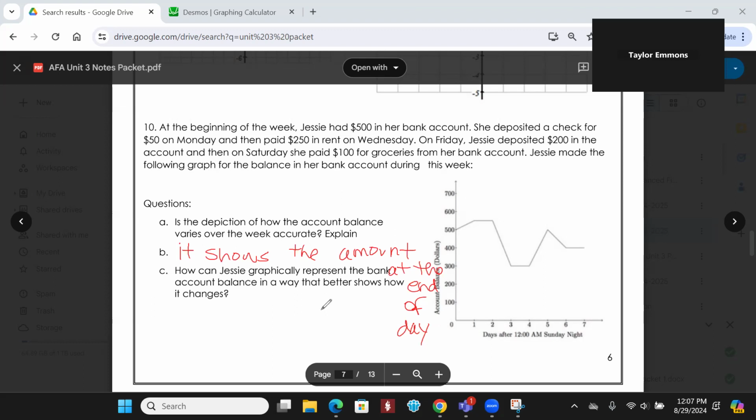Okay. How can we change that? How can we show it better? We can actually use a piecewise function. All right, so let's talk through her week really quick. So Sunday, she had how much in her account? 500. Then Monday, what happened?